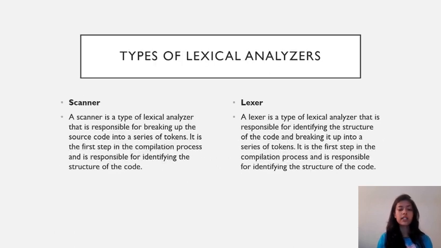Next are the types of lexical analyzers. The first is a scanner and the second is a lexer. A scanner is a type of lexical analyzer that is responsible for breaking up the source code into a series of tokens. It is the first step in the compilation process and is responsible for identifying the structure of the code. A lexer is a type of lexical analyzer that is responsible for identifying the structure of the code or breaking it up into a series of tokens. It is the first step in the compilation process and is responsible for identifying the structure of the code.